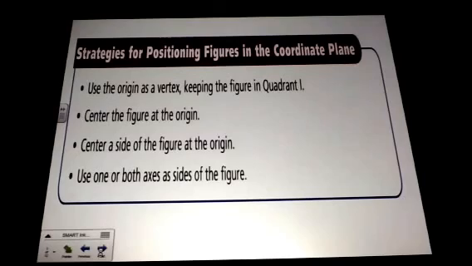Strategies for positioning figures in the coordinate plane. Always use the origin as a vertex. Keeping the figure in quadrant 1 is best. Center the figure at the origin. Center a side of the figure at the origin. Use one or both axes as sides of the figure. Okay, what does this mean?